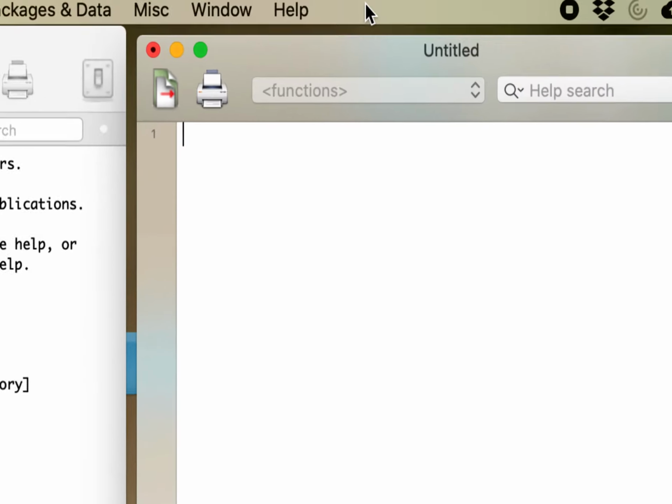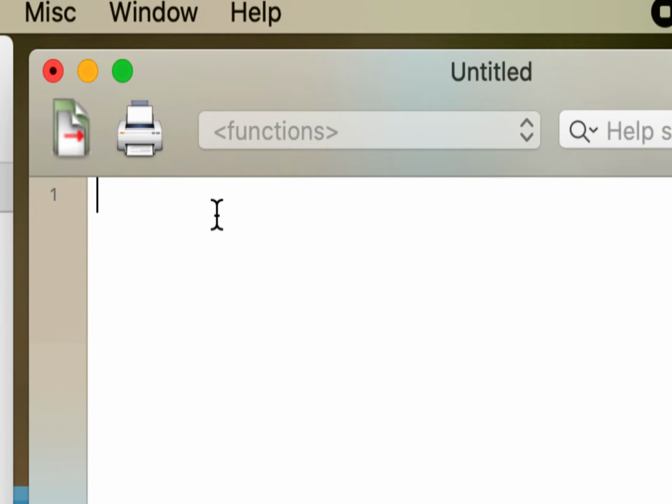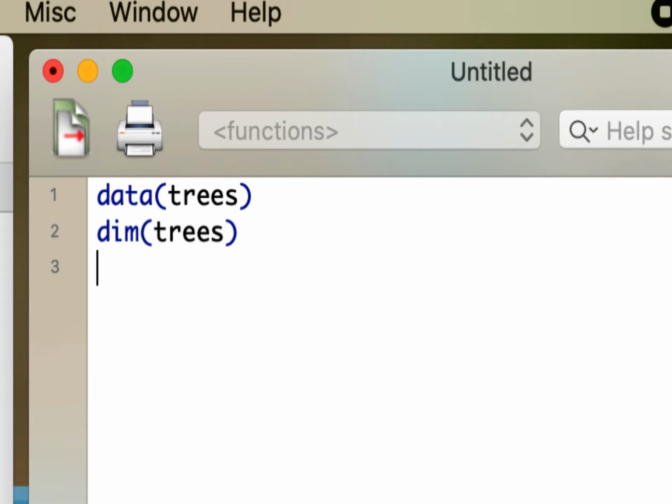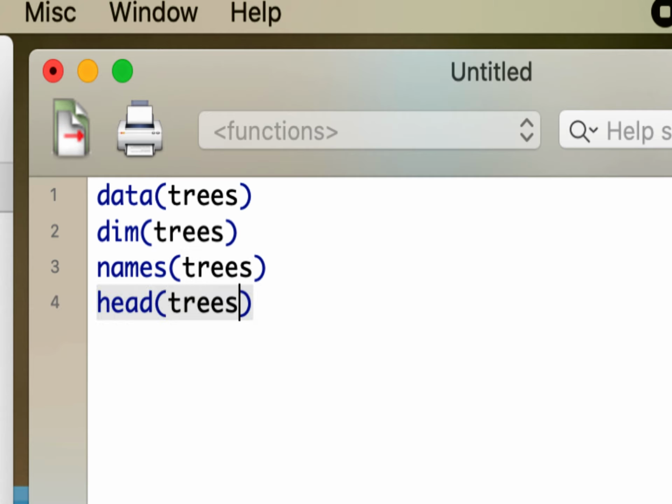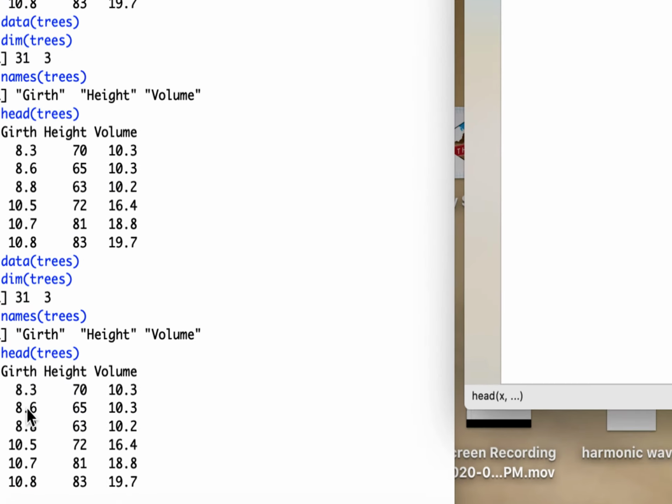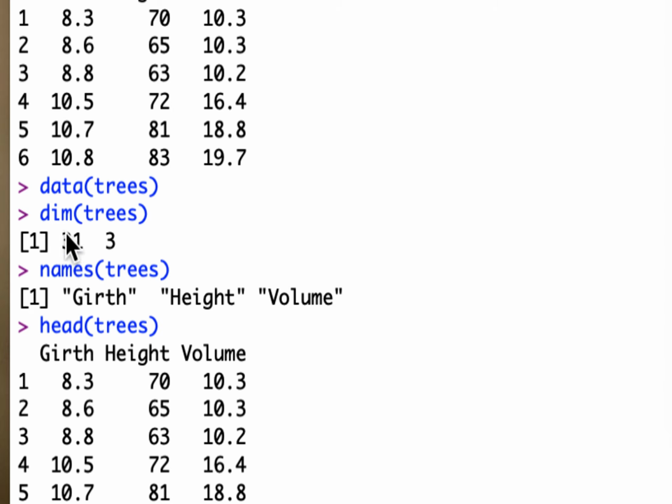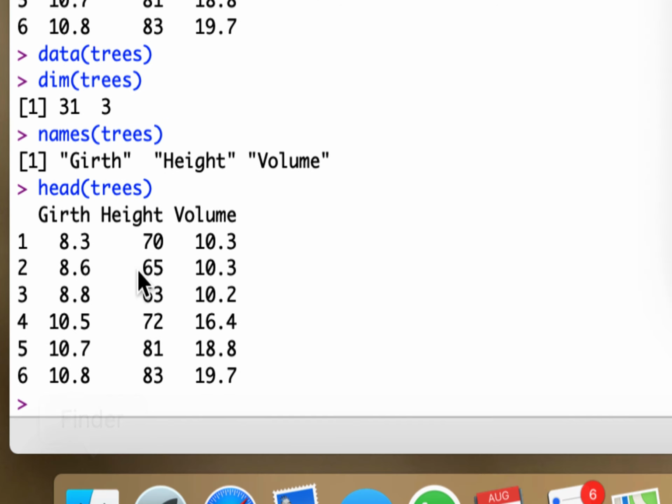Creating scatter plots in R is very easy. We'll start by opening up our data set. We'll use trees like we have done before. And like always, we'll start by looking at the dimensions of the data set, the names of the variables in the data set, and look at the first few observations so we can begin to see what they look like. We have 31 observations on 3 different variables: girth in inches, height in feet, and volume in cubic feet. And here is what the data look like.